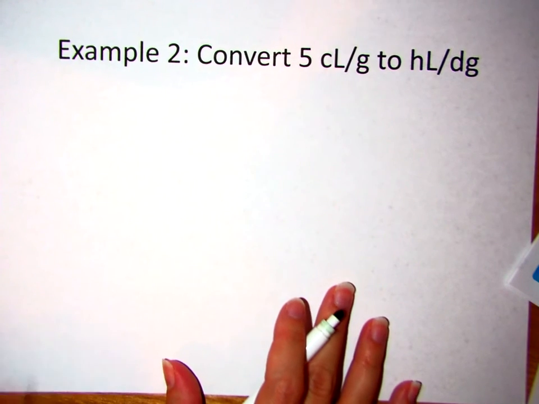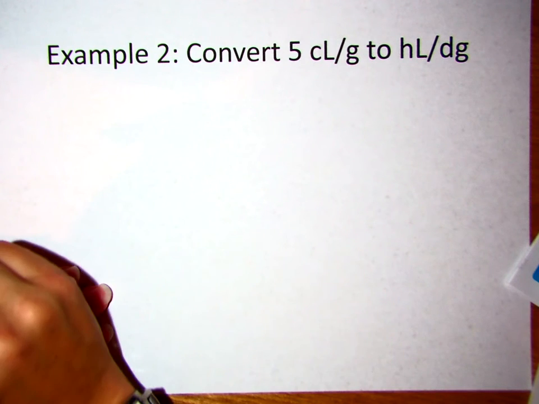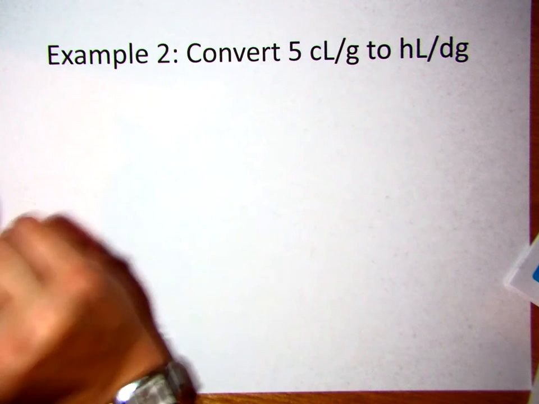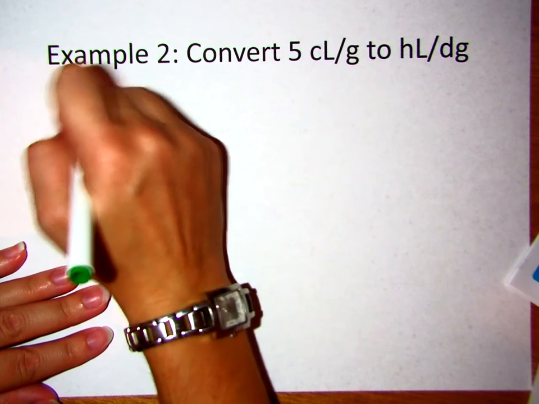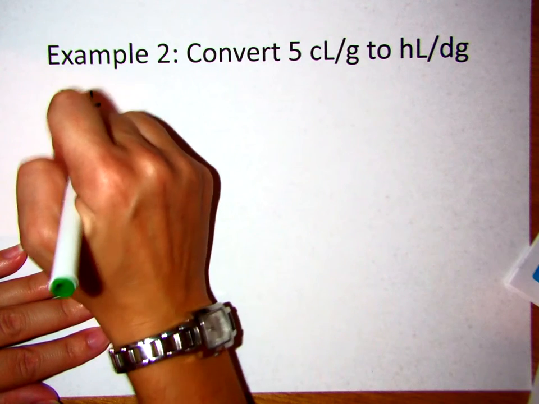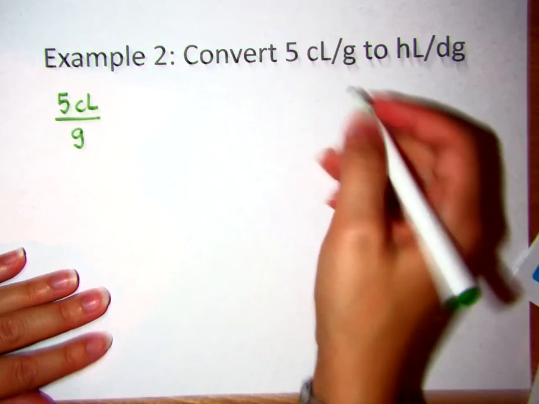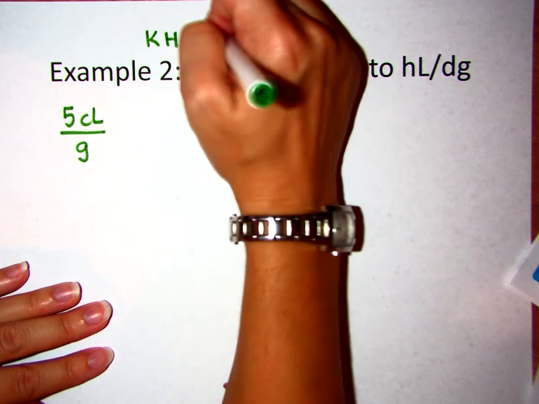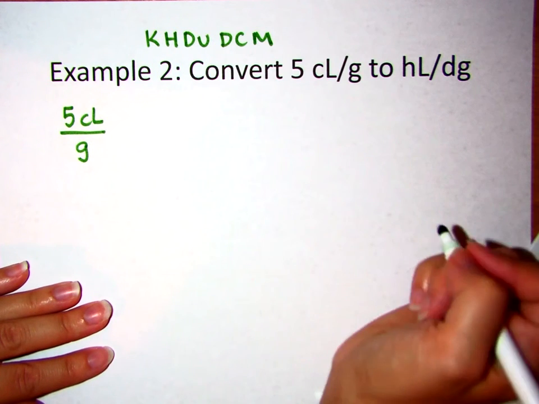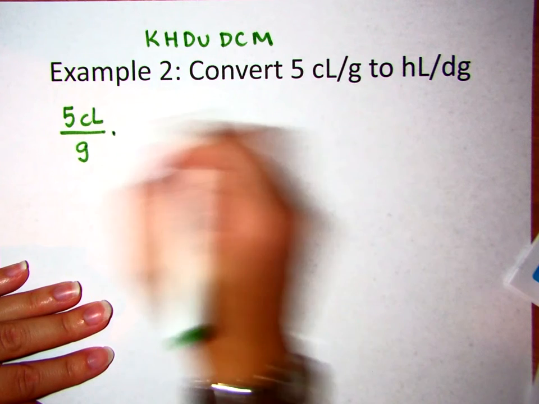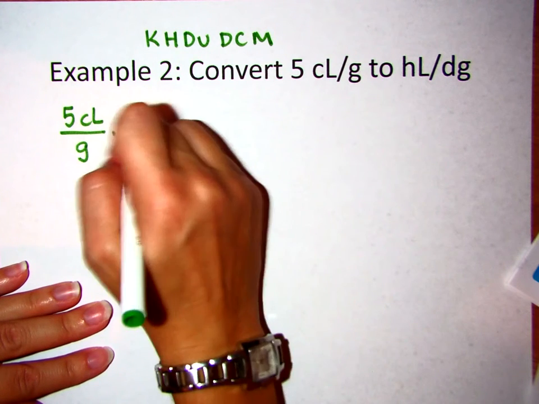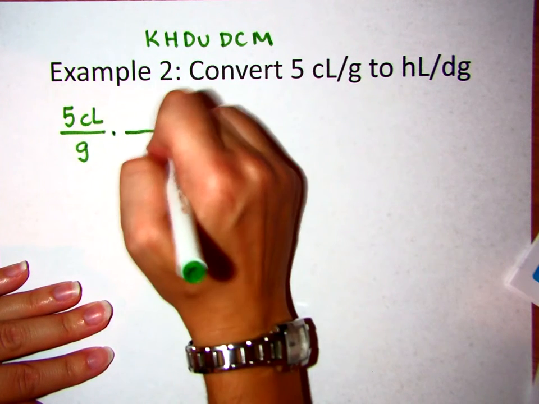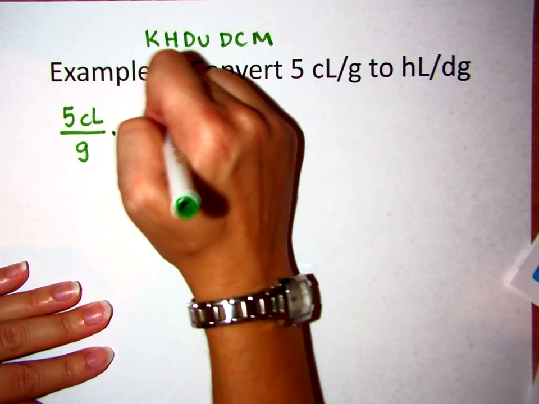Same can be said with the metric system here. So again, you look at what you're given. We're given that we have 5 centiliters per gram. You probably want to go ahead and get your King Henry up just so you can refer to it. So King Henry died unexpectedly drinking chocolate milk. And so from here, we want to get our centiliters to hectoliters. So we've got to get rid of centiliters. It's got to go in the denominator. I can go straight to hectoliters.